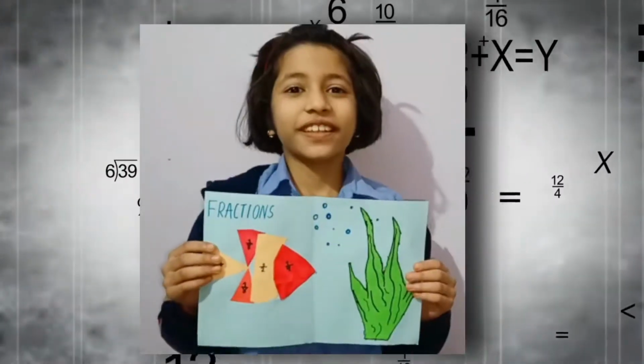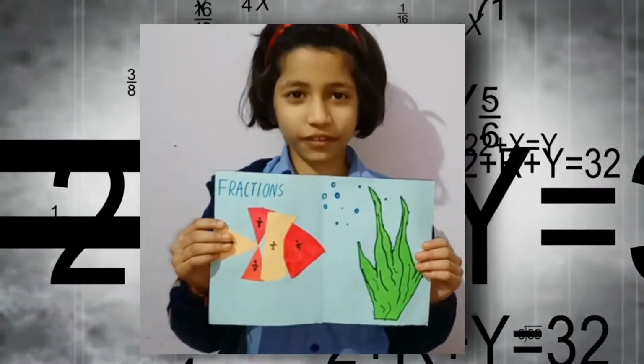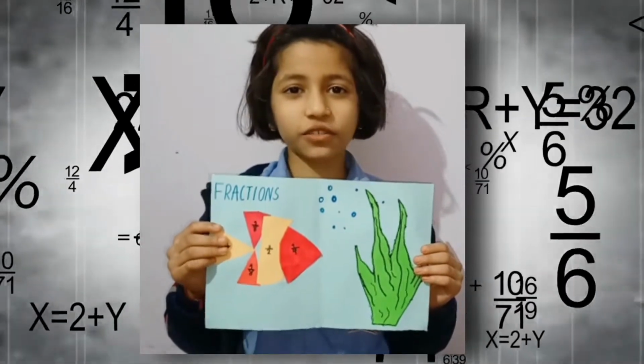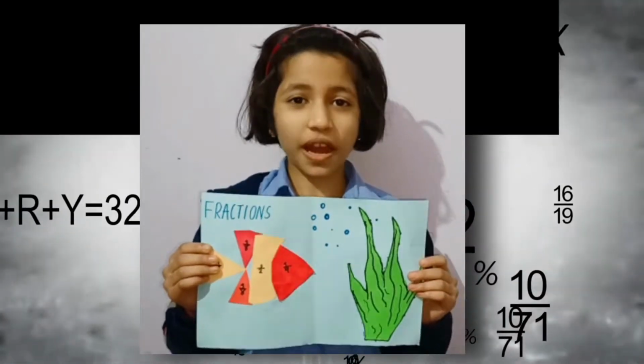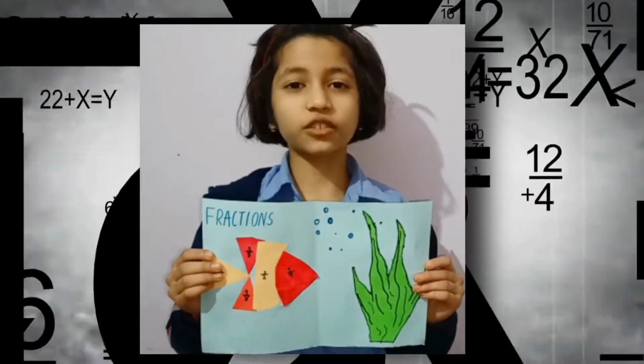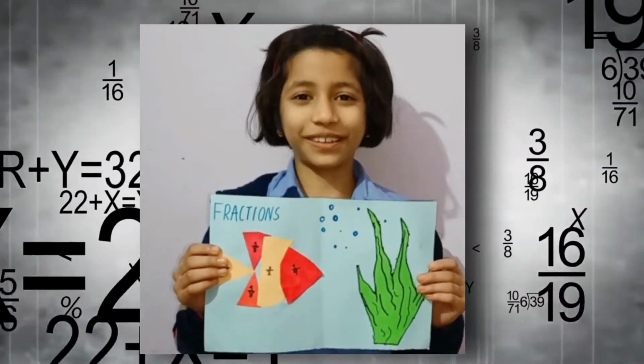Hello everyone. My name is Pranaviniki. I read in class 4th. This is my fraction fish. A fraction is a part of a whole. A fraction has 2 parts, denominator and numerator.